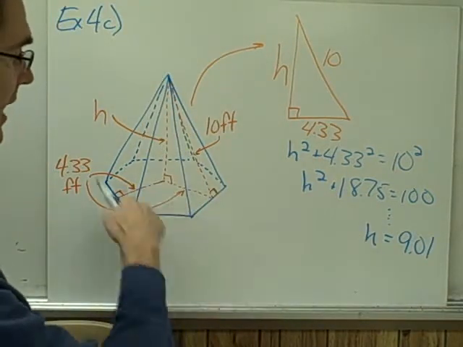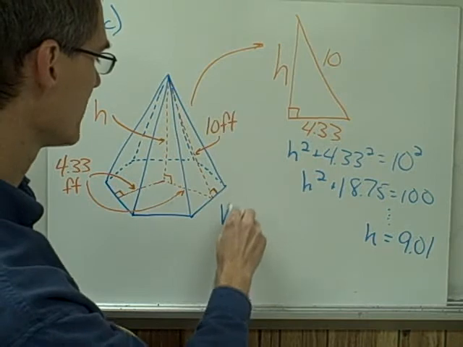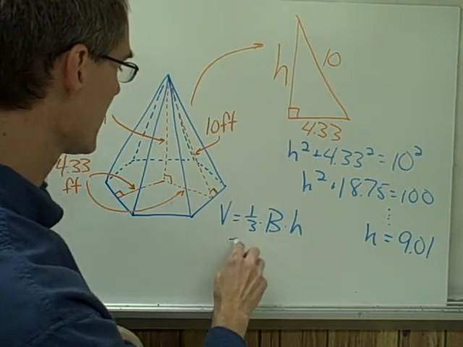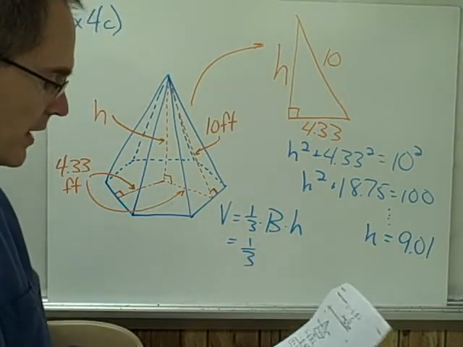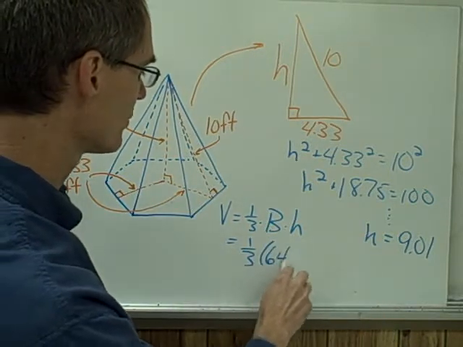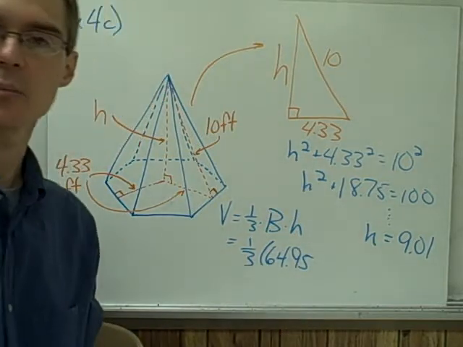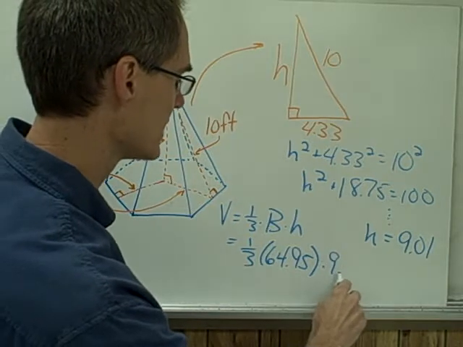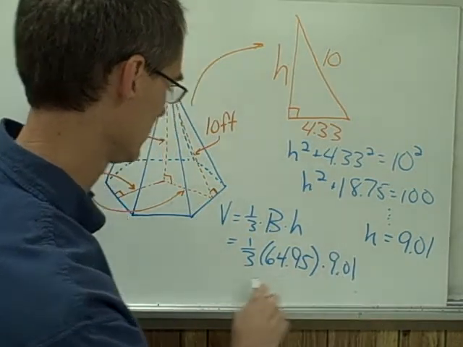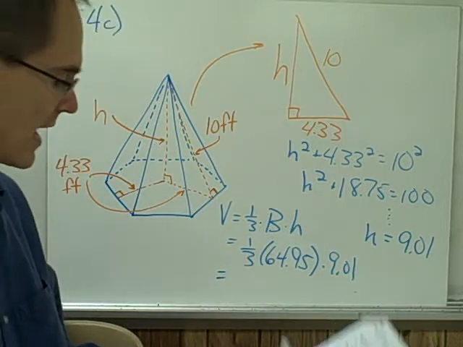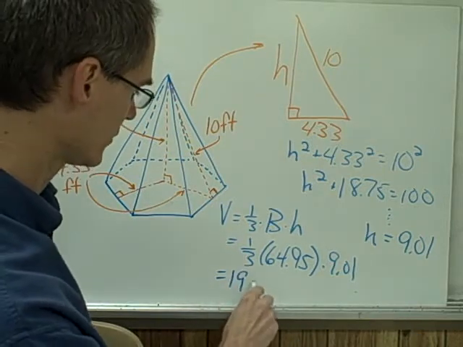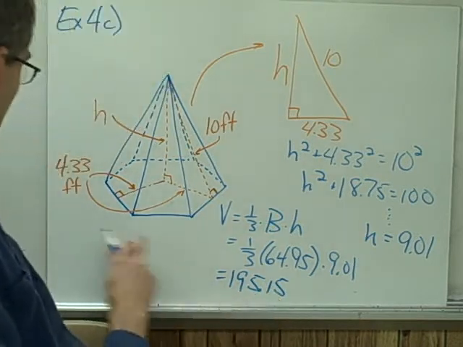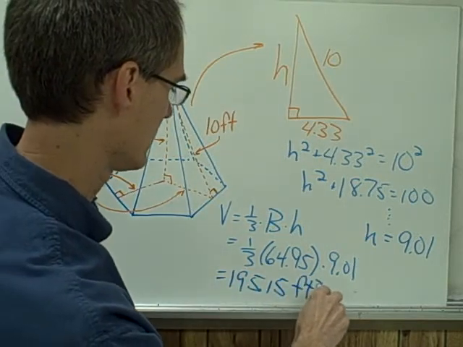I already calculated the area of the base of my pyramid. Now I can just plug into my formula. Volume is 1/3 area of the base times height. That's 1/3. The area of my base is 64.95. You can look back at that previous example and get the area of the base. The height, I just calculated that, is 9.01. And if I multiply all those numbers together, I get 195.15 cubic feet.